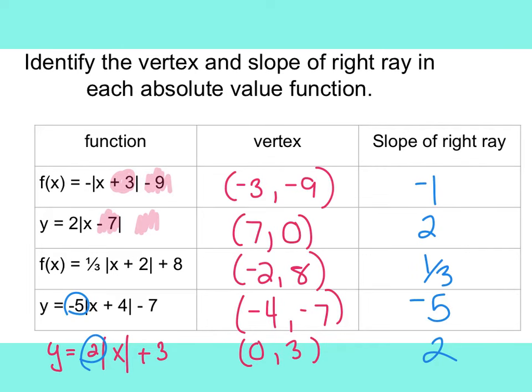So if it has a positive slope, your ray is going to be going up. Okay? And then your entire V would be up. Whereas if the slope is negative, your ray would be going down on the right, so your V is going to open upside down.